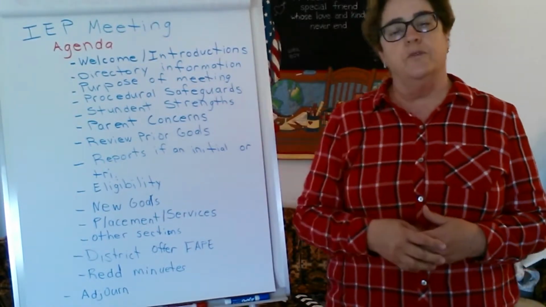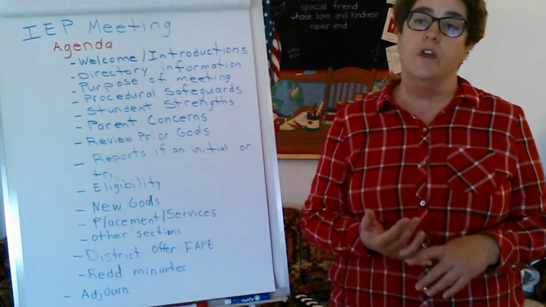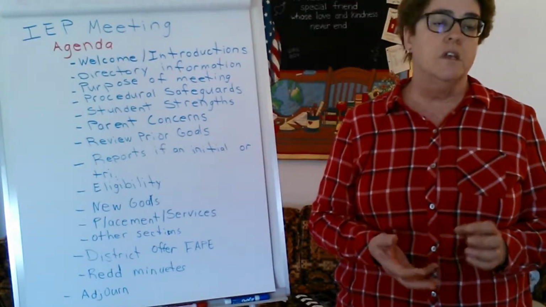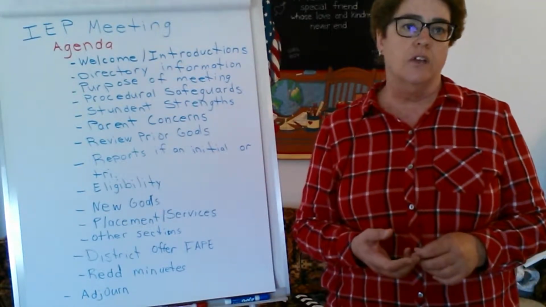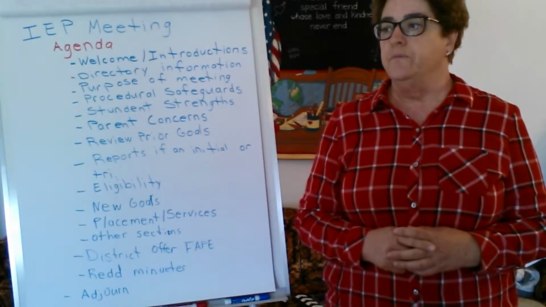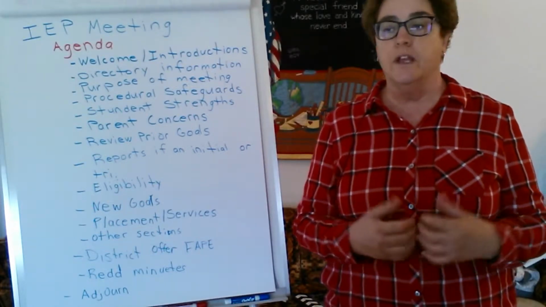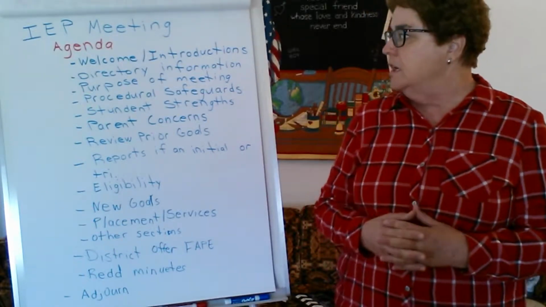So we want to introduce everyone, your name, your title. We need directory information correct. We need to make sure that we have your correct address, phone number, so we can contact you, to make sure we pick your child up at the right place and all that information is correct.